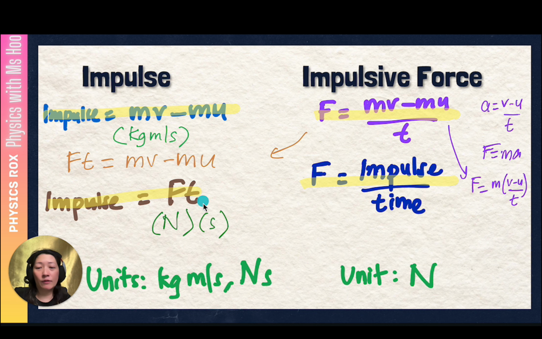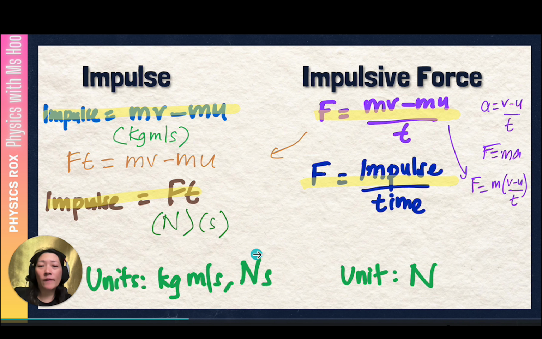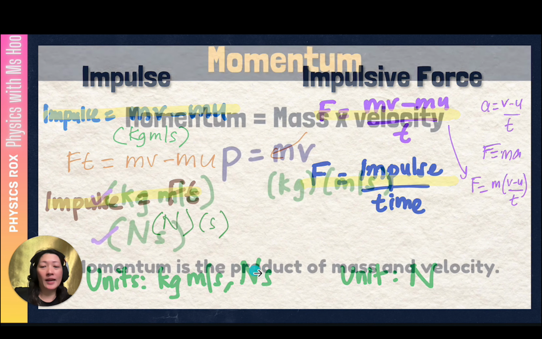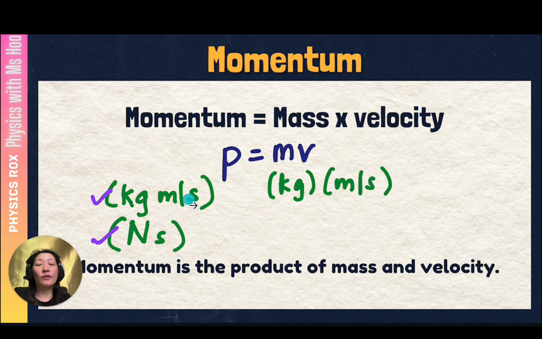And based on these two formulas, this shows us that kilogram meters per second is equivalent to Newton second. So you can either write the unit as kilogram meters per second or Newton second. They both have the same value. Because kilogram meters per second equals Newton second, that's why for momentum, you can also write the value of momentum as kilogram meters per second or Newton second, because these two units have the same value.